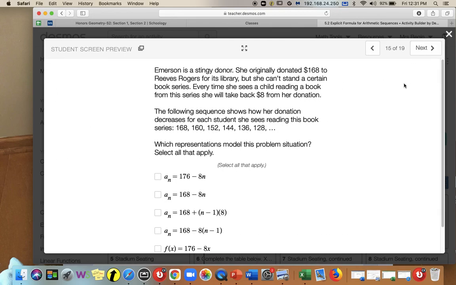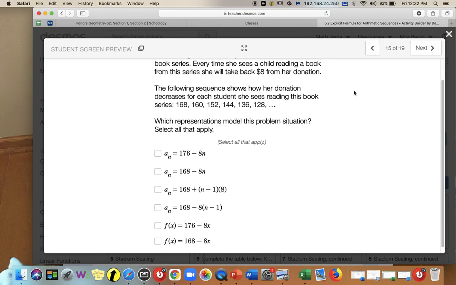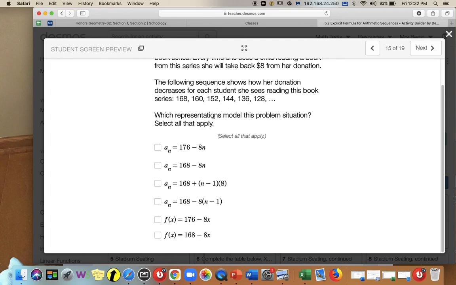Okay, so try this one. Emerson is a stingy donor. She originally donated $168 to Reeves Rogers for its library, but she can't stand a certain book series. Every time she sees a child reading a book from the series, she's going to take back $8 from her donation. So here's a list of terms. Every child that reads the book she doesn't like, she's taking back her $8. Which representations model this situation?